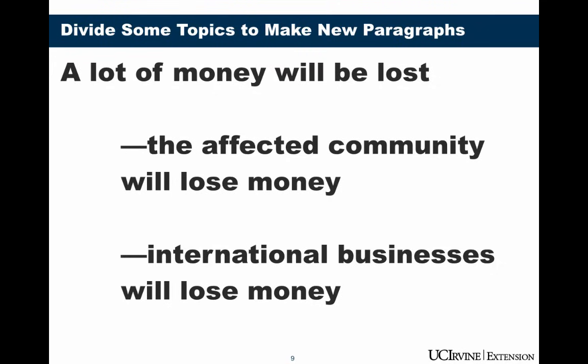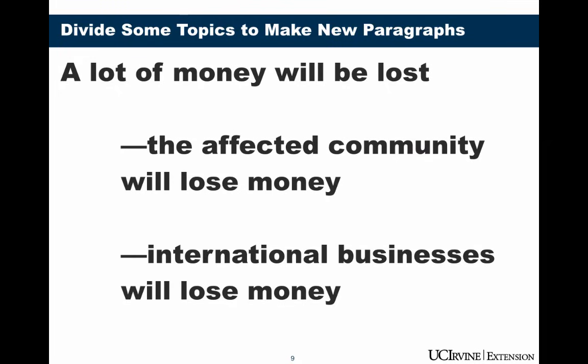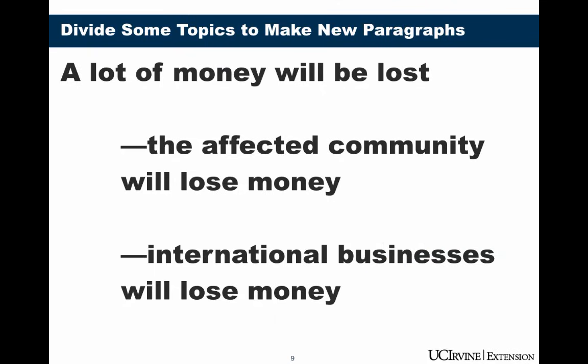For example, he might decide to have one paragraph about the locals who will lose money because they can't fish or because their homes are destroyed. The writer could have another body paragraph about the money lost internationally because of this community's trouble. Perhaps some international businesses or industries depend on a community affected by rising sea levels.